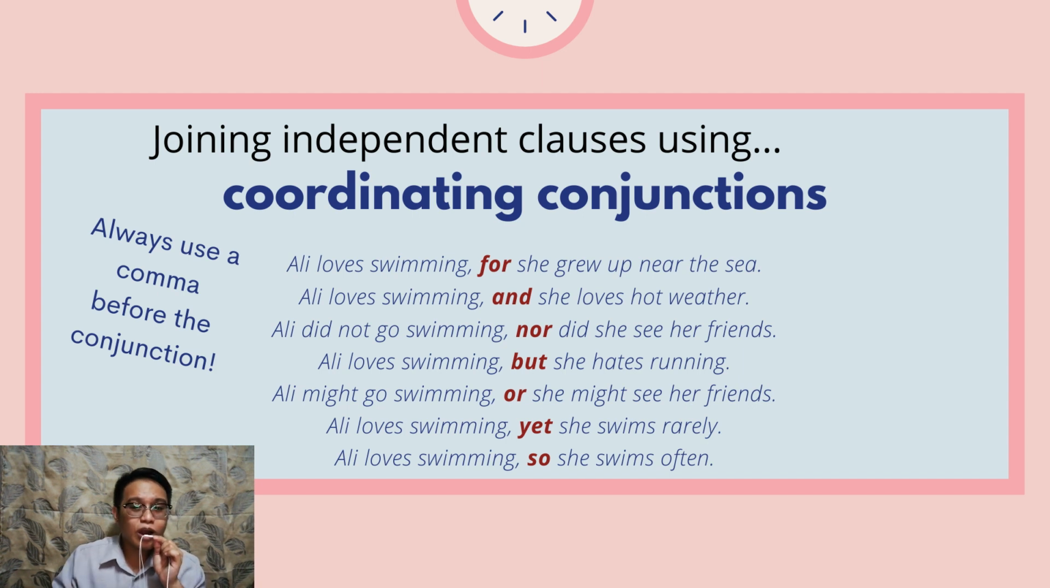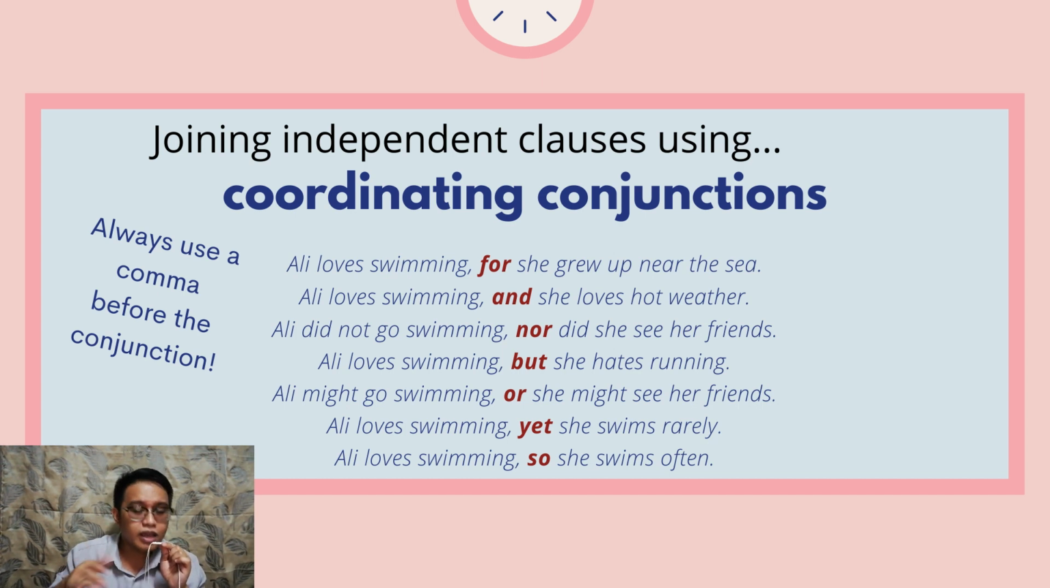So those are our fanboys. And always remember to use a comma before the conjunction. When you put the conjunction before the conjunction, use a comma to separate the two independent clauses. So for example here, daghan kaya akong example gibutang. I'll just read a few, okay?